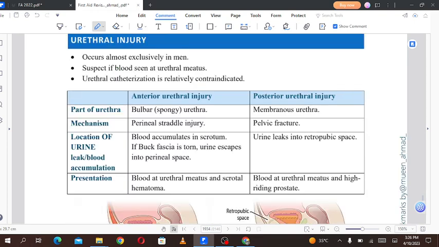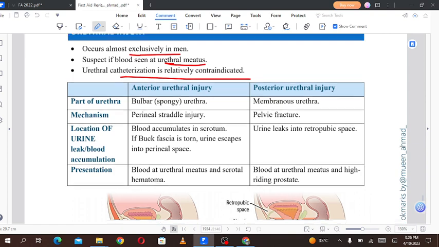It occurs almost exclusively in men. It is suspected if blood is seen at the urethral meatus. Urethral injury happens almost exclusively in men because the urethra is very short in females. In the male, since the urethral pathway is very long, that can lead to urethral injury. And if blood is seen at the urethral meatus, urethral catheterization is relatively contraindicated in these patients.